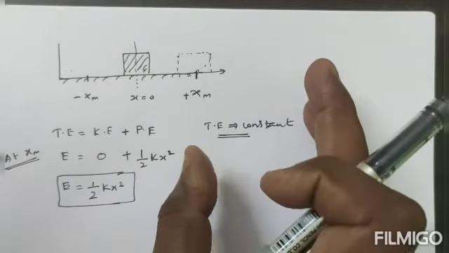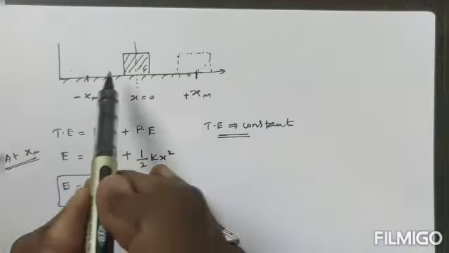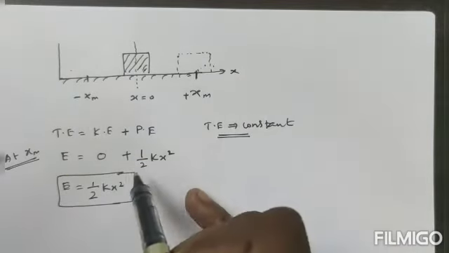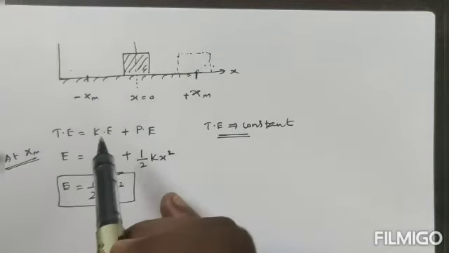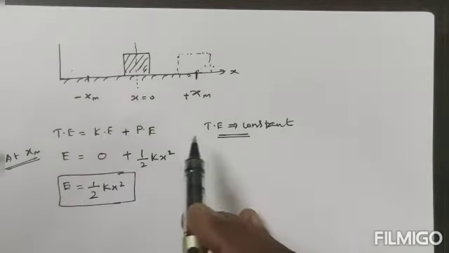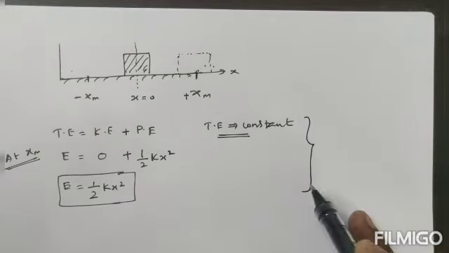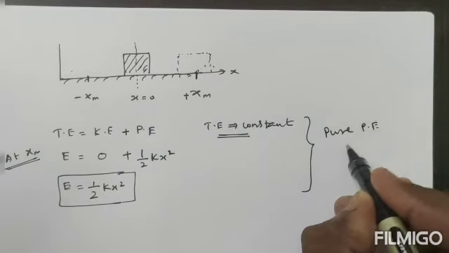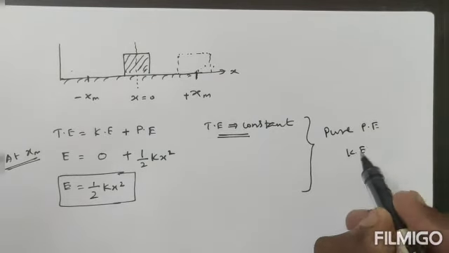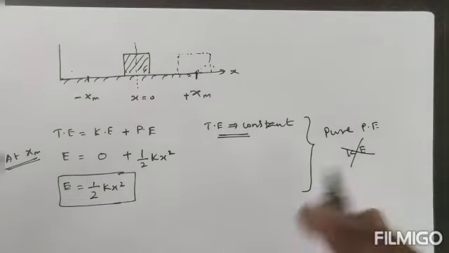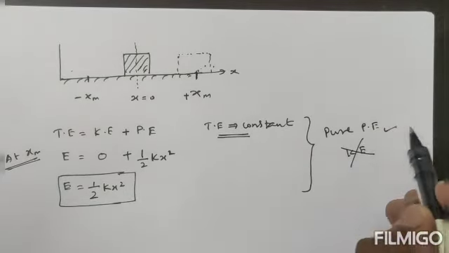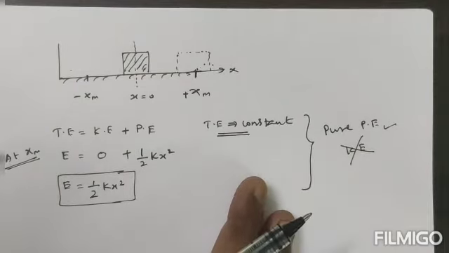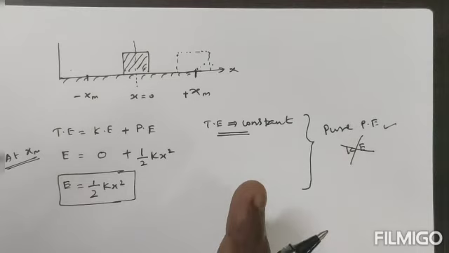So we can say clearly, while reaching the maximum position in the positive x-axis direction, there is purely potential energy only, and no kinetic energy. The kinetic energy is 0, because only potential energy is there. Clear?